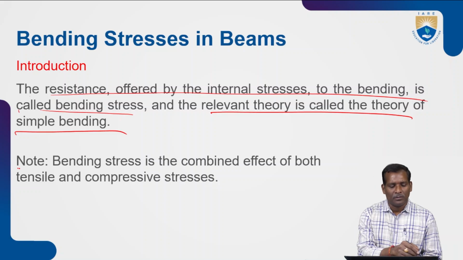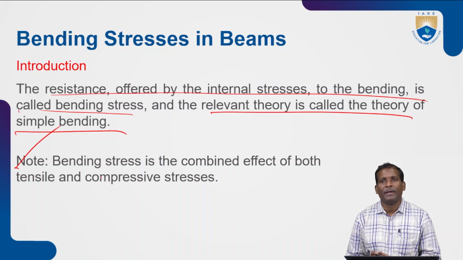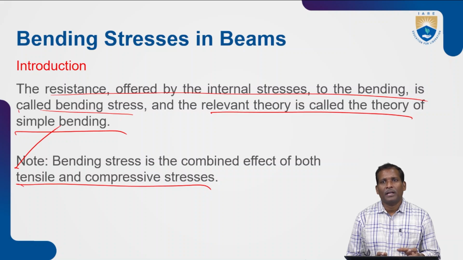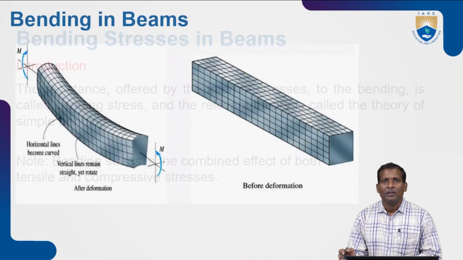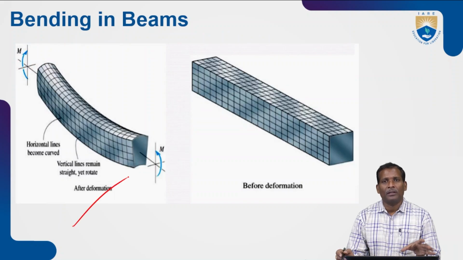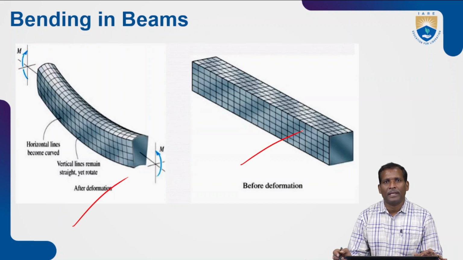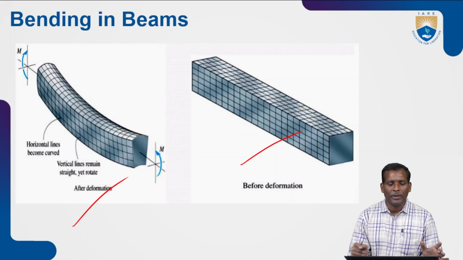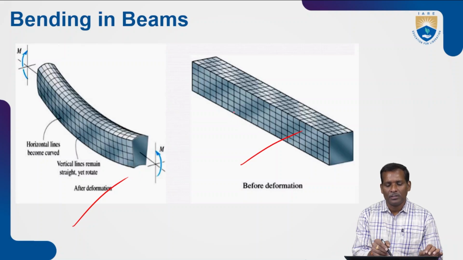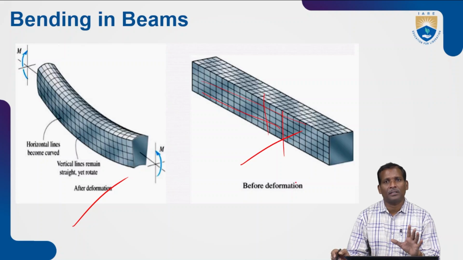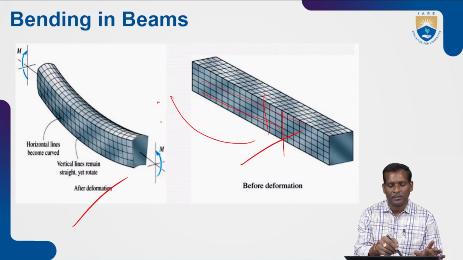Important point, note it: the bending stress is the combined effect of both tensile and compressive stress. In this diagram, before deformation the beam is like this. After deformation, when subjected to external load, the horizontal lines become curved, while the vertical lines remain straight and rotate. So the vertical lines remain the same, but the horizontal lines take a curved shape.